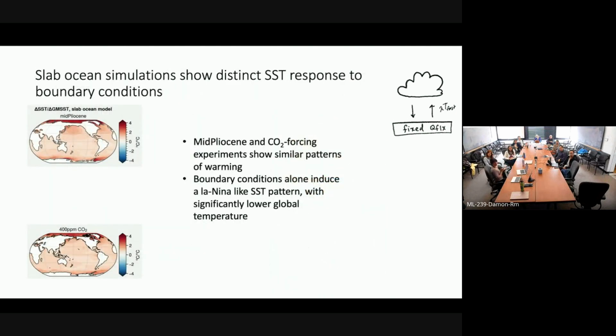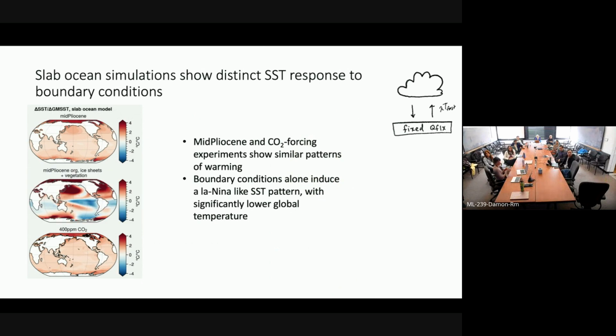So what we find from this is that the Pliocene and CO2-driven slab ocean runs give us really similar patterns of warming. However, the boundary conditions alone actually give us this interesting La Nina-like pattern where we actually observe cooling over the Southern Ocean, as well as cooling in the Eastern Tropical Pacific.